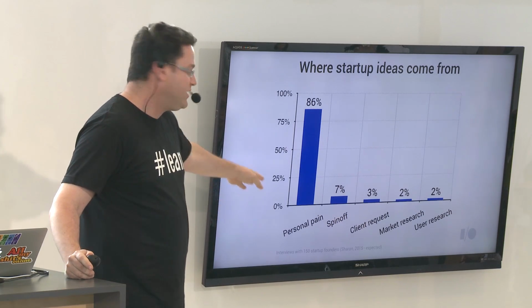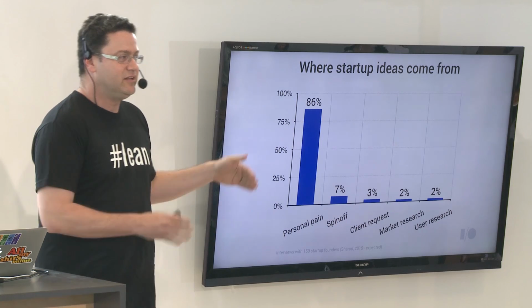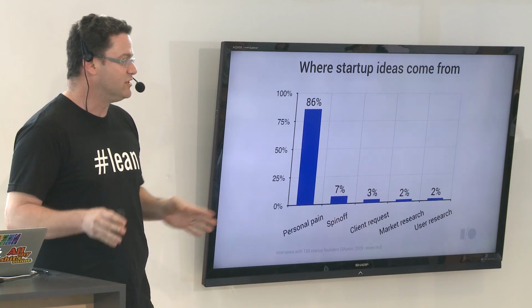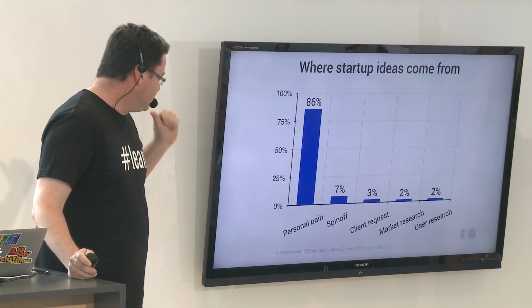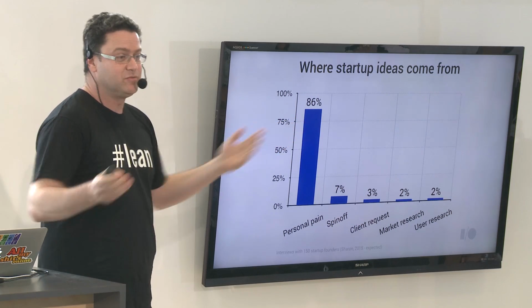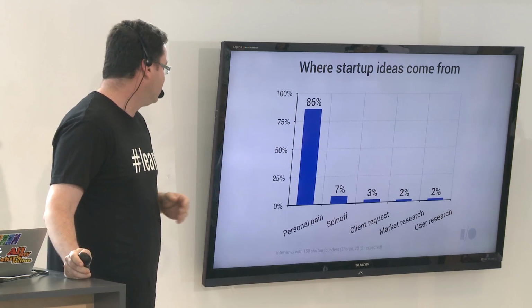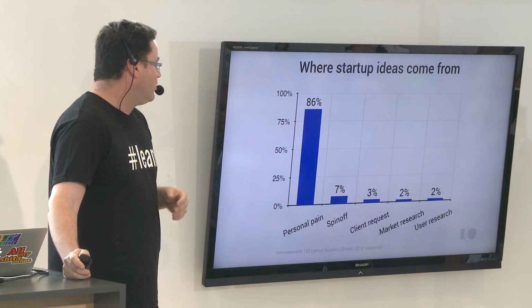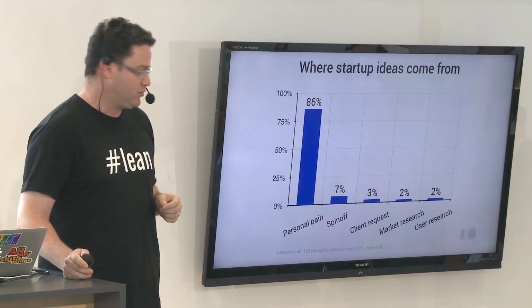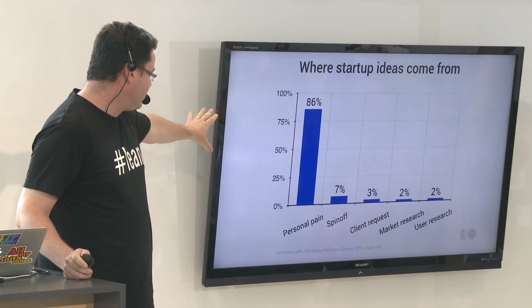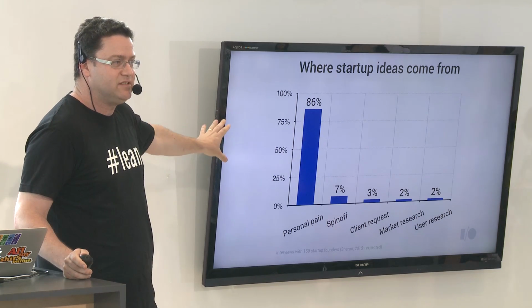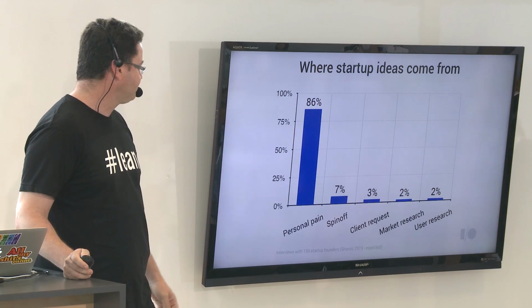In between, spin-off, they started a company, and then pivoted or changed it completely or started a new company based on what they did. Requests from clients. Clients came to them and asked them for something, and they started a company, or they read market research reports. But the main result here is that it's solely based on personal pain.